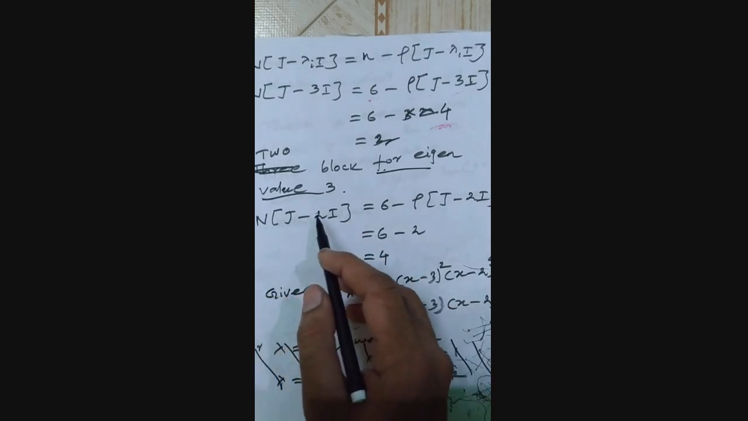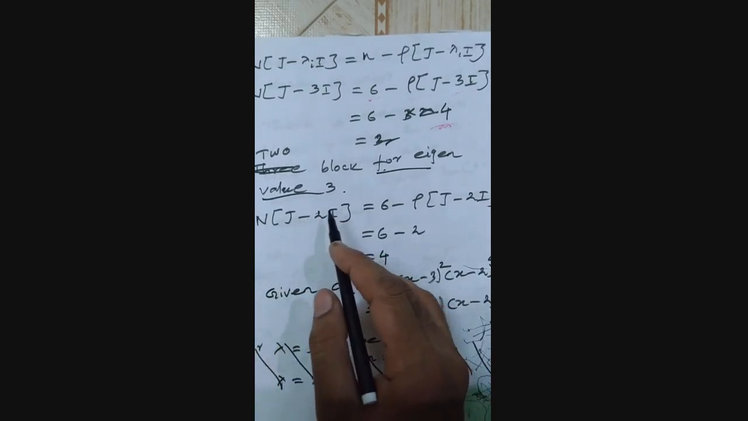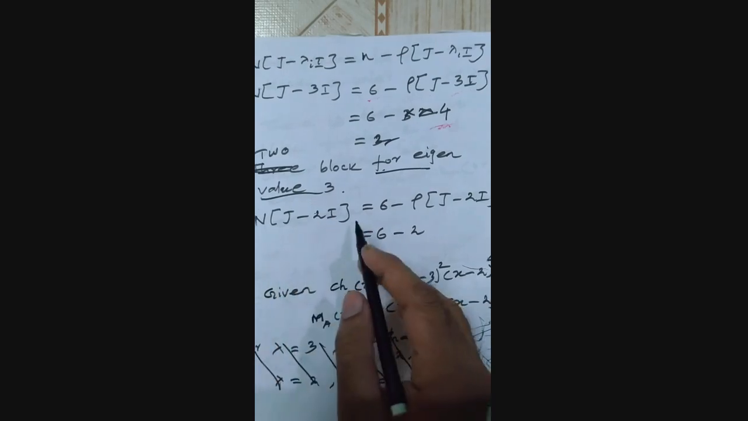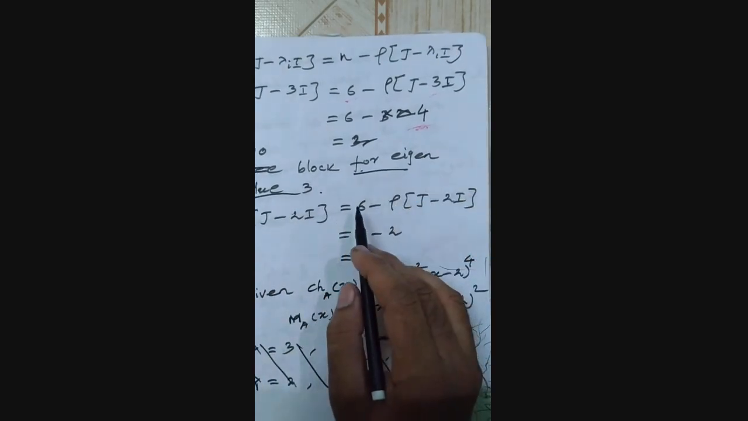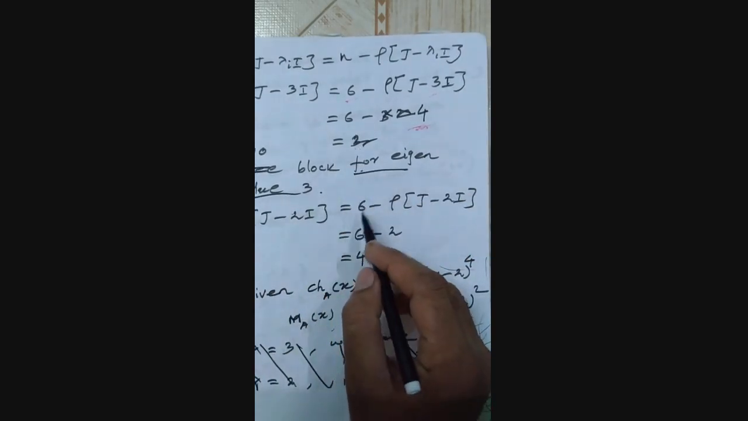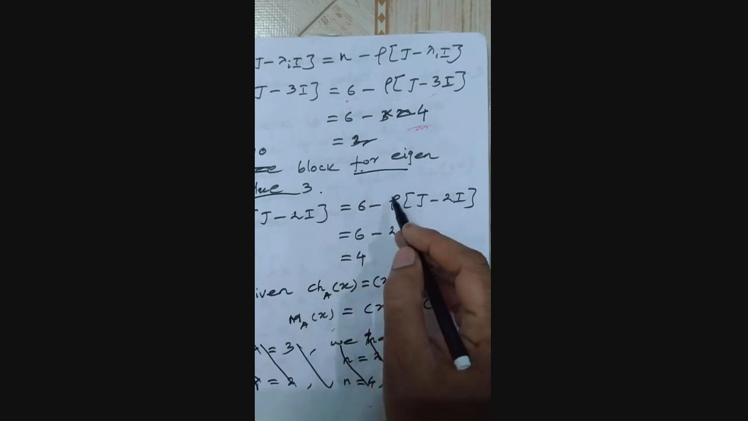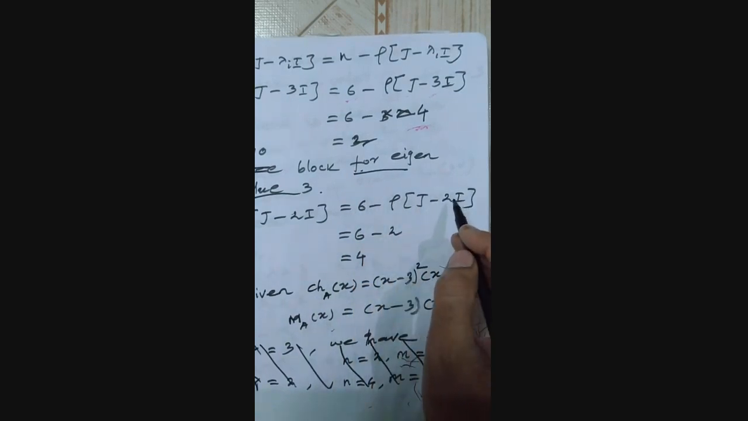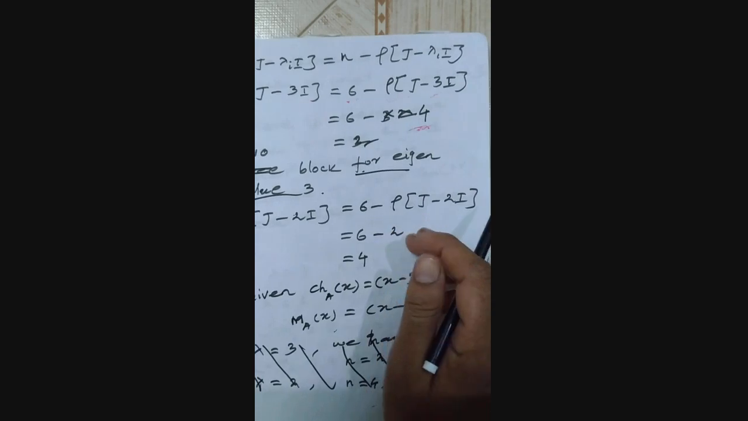Similarly, we have to find out for eigenvalue 2. In the same way, the dimension n is here 6, minus the rank of the Jordan form minus 2I.